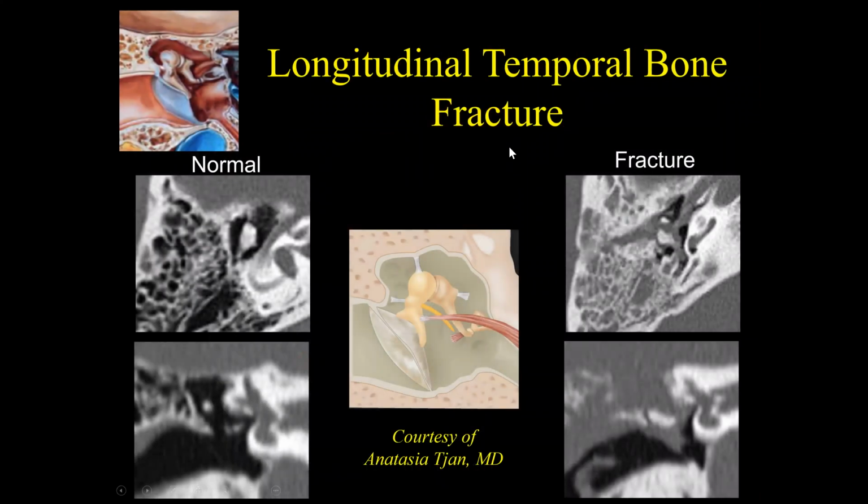Fractures can also cause conductive hearing loss, and the classic fracture that causes a conductive hearing loss is a longitudinal temporal bone fracture. So on the left-hand side, we see the normal appearance of the ossicles, and on the right-hand side, this was a patient that had a longitudinal temporal bone fracture, and they run along the long axis of the temporal bone. So in this particular case, we can see subluxation of the incudomalleolar joint. We can see the malleus is separated from the short process of the incus. The incus is also subluxed.